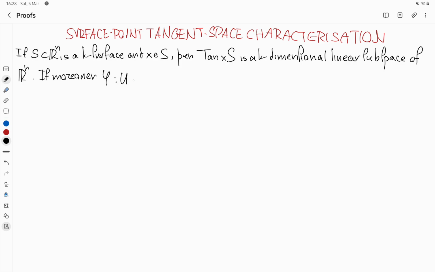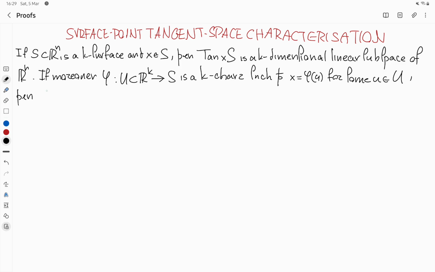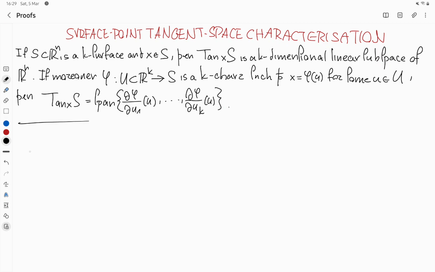phi, which maps this subset U of the k-dimensional real space onto the surface S, is a k-chart, and such that x is equal to phi at u for some point u in U, then the tangent space at x of the surface S is actually equal to the span of the following vectors, the partial derivatives of phi with respect to the individual variables at the point u. All right, how do we prove this?